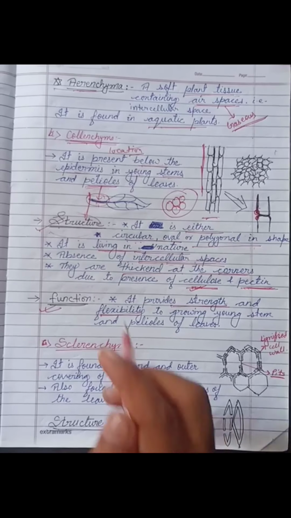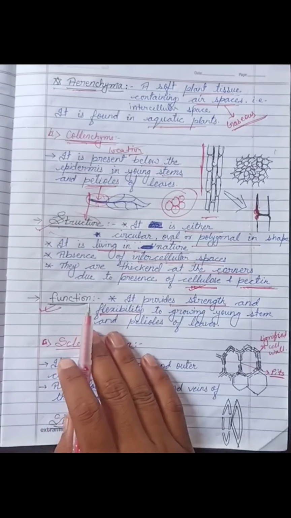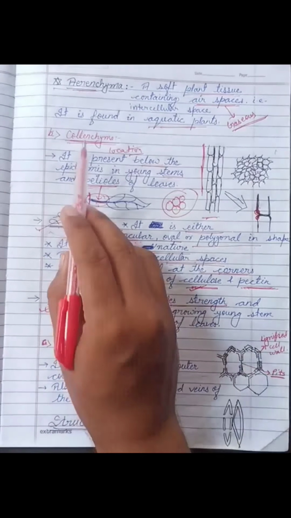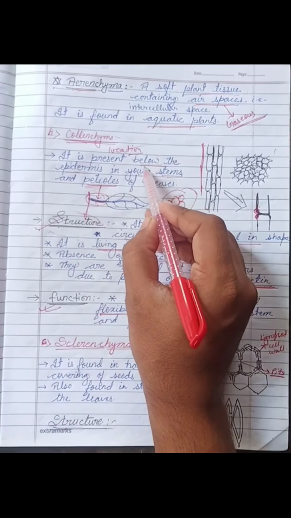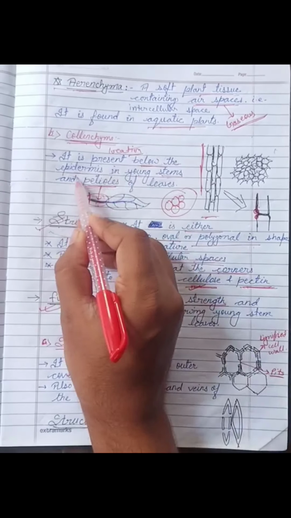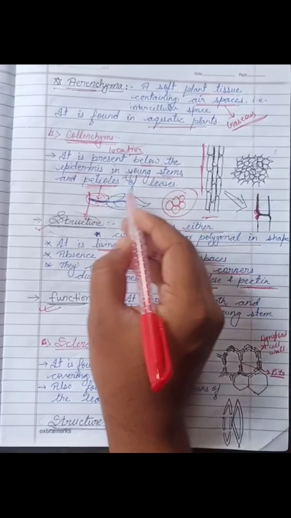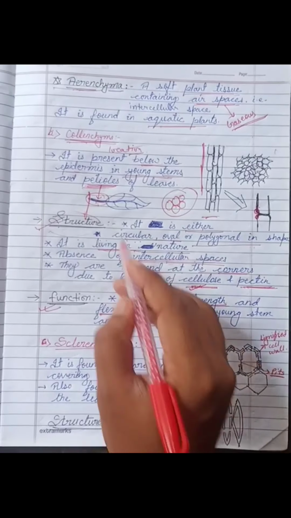Now, take a look at the collenchyma. It is the second type of simple permanent tissue. The location of collenchyma is just below the epidermis of the young stem and petioles of leaf. It is the petiole.